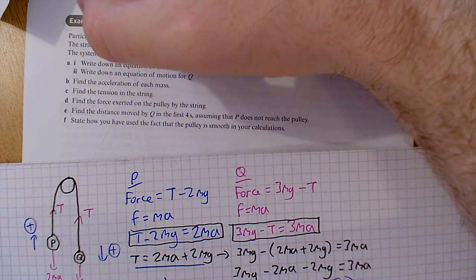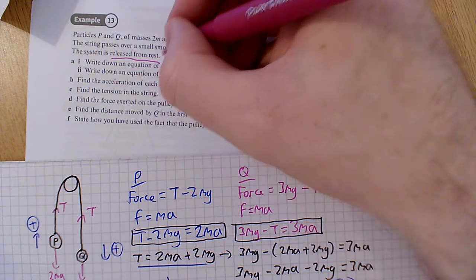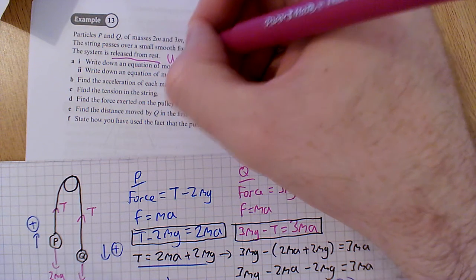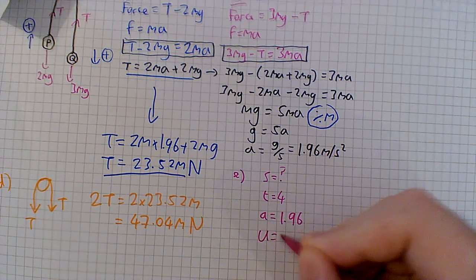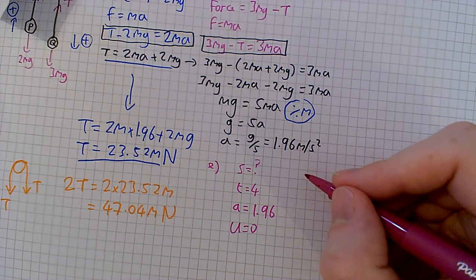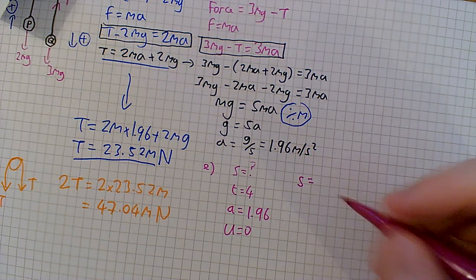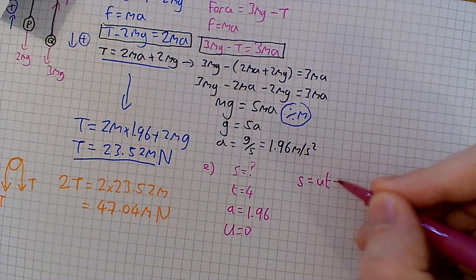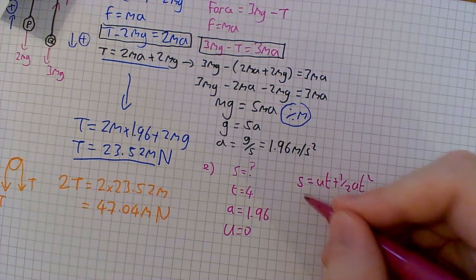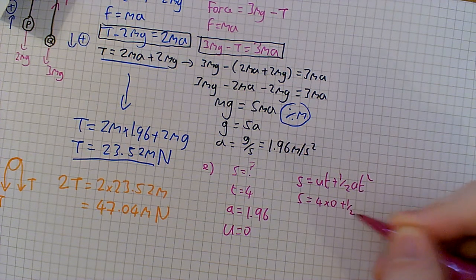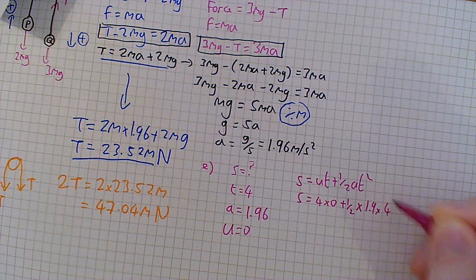So if we look back in the question, it tells you the system is released from rest. So anytime something is released from rest, that's going to tell you about the velocity. The velocity at that point is 0. So at the start, U, the initial velocity, is equal to 0. Okay, so this is U equals 0, and then we have enough information so we can use that S equals UT plus 1/2 AT squared. So S is 4 times 0 plus 1/2 times 1.96 times 4 squared.